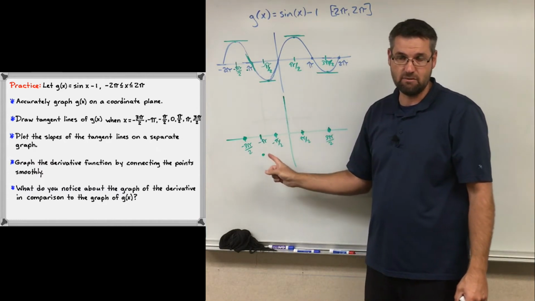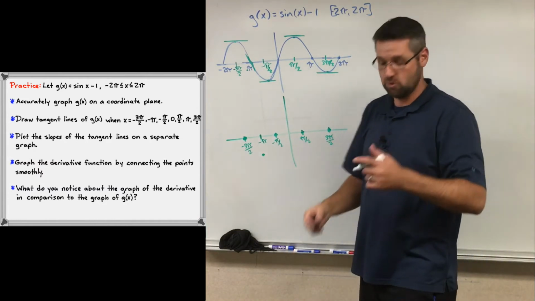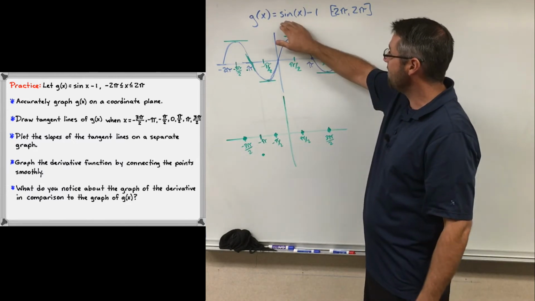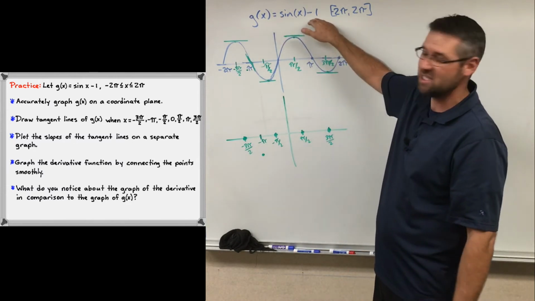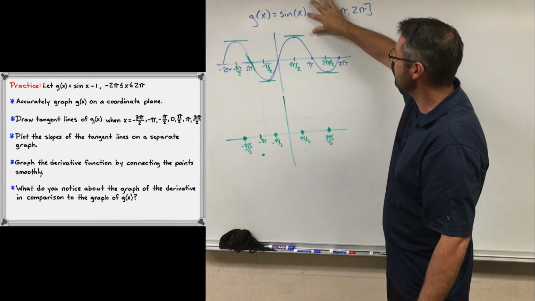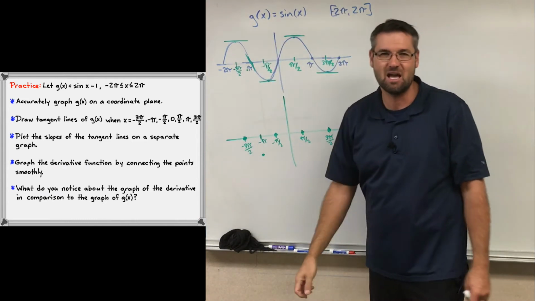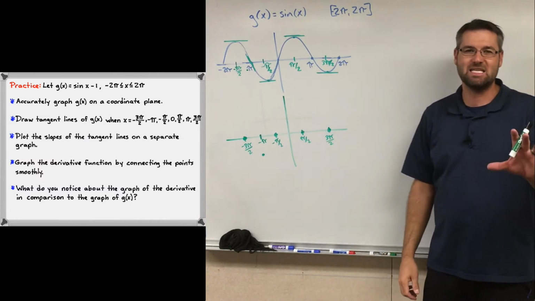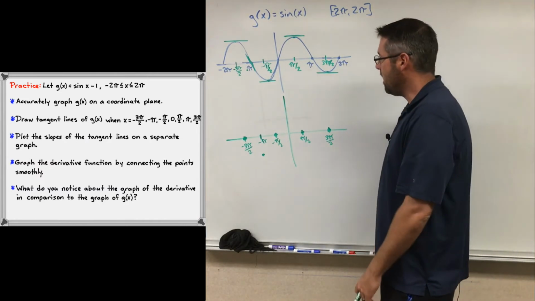And I just realized I totally screwed this up. This is not the graph of sine of x minus 1. Sine of x minus 1 is shifted down 1. So I'm just going to fix that by getting rid of this minus 1, so I'm only looking at the sine function. We'll talk about why that doesn't matter in just a second.